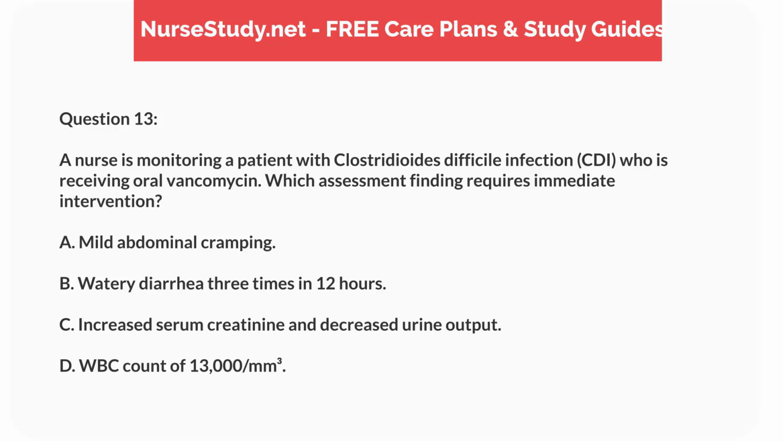Question 13. A nurse is monitoring a patient with Clostridioides difficile infection, CDI, who is receiving oral vancomycin. Which assessment finding requires immediate intervention? A. Mild abdominal cramping. B. Watery diarrhea 3 times in 12 hours. C. Increased serum creatinine and decreased urine output. D. WBC count of 13,000.